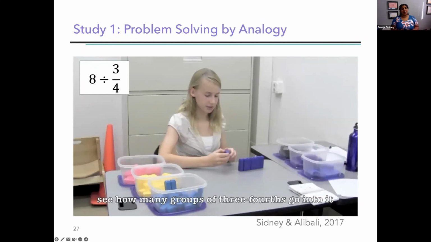So in study one, we measured children's conceptual understanding of fraction arithmetic by asking them to demonstrate problems using these physical manipulatives. So kids were given these fraction bars that can be split into different fractions like halves and thirds and fourths. So for example, on this trial, the child is being asked to demonstrate 8 divided by 3/4, and she's showing us 8 blocks that she's then going to break into 3/4 pieces. So for each problem, I coded children's strategies for the conceptual structure that strategy reflected.